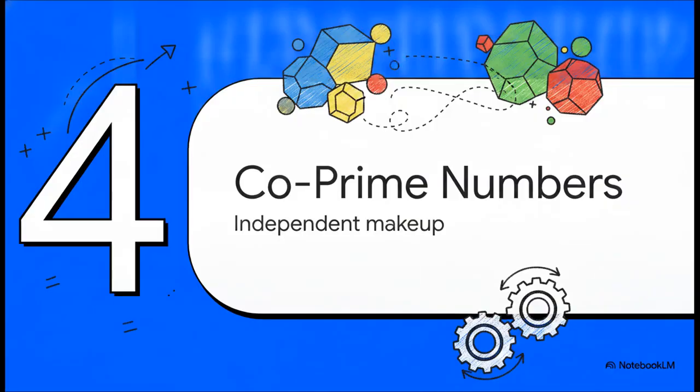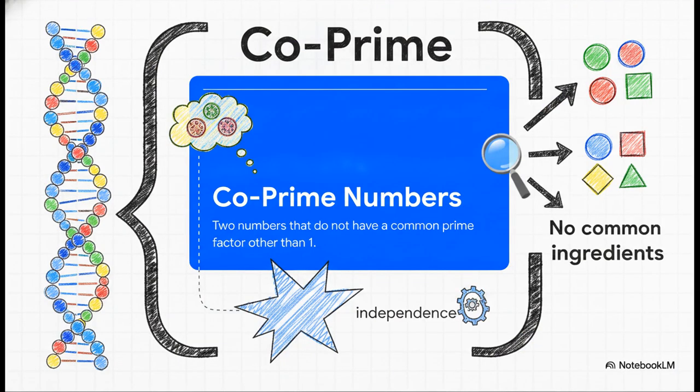Okay, moving to Section 4, exploring coprime numbers and their independent makeup. So what are coprime numbers? Basically, if you break two numbers down to their mathematical DNA, their prime factors, and they share absolutely no common prime ingredients, they earn the special title of being coprime to each other. They are completely independent in their makeup. It's like they're from two entirely different mathematical families.